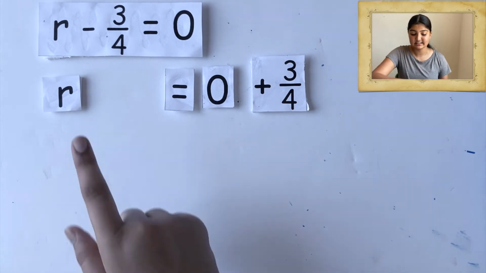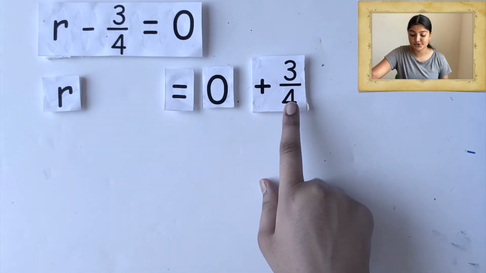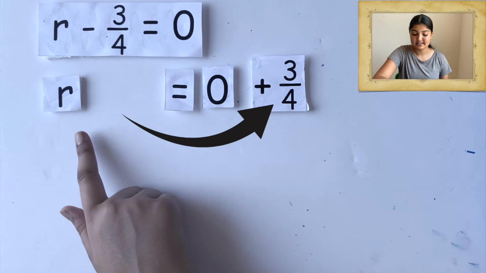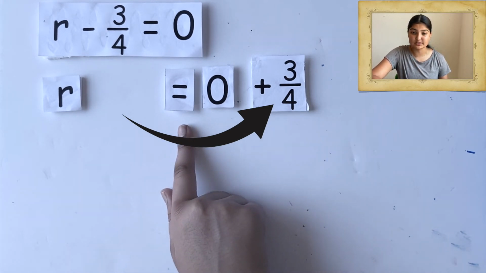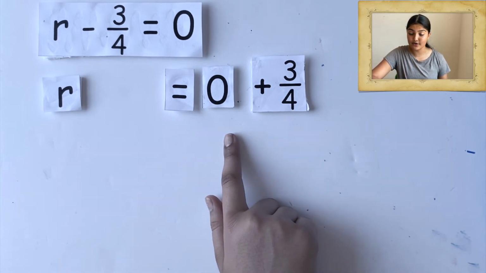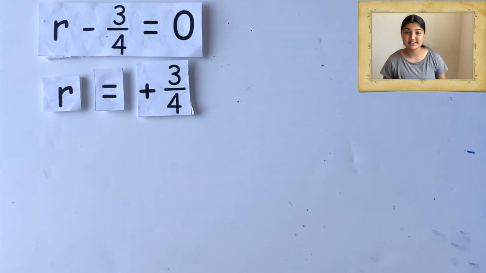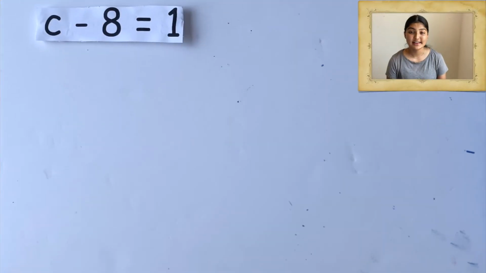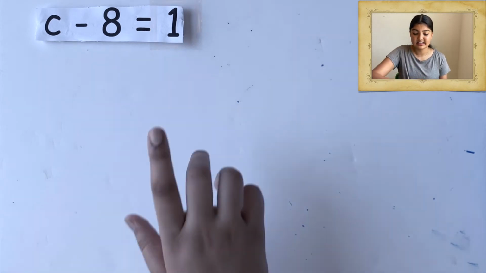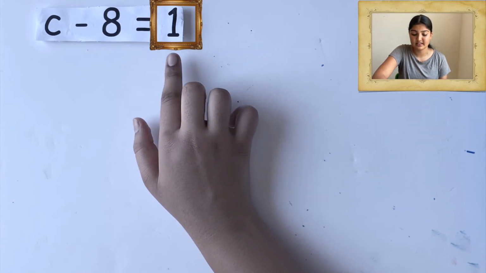As you can see, negative 3/4 became positive 3/4 when we took it to the other side of the equal sign. So r is equal to 0 plus 3/4, or positive 3/4. Let's look at a few more examples. Here's another equation. However, in this equation, instead of 0 on the right side of the equal sign, there's a 1.